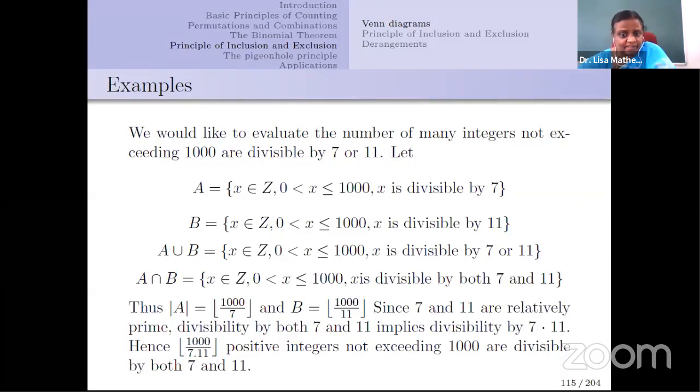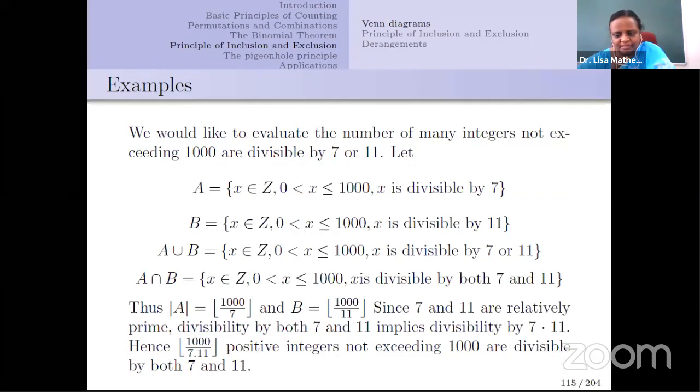Since 7 and 11 are relatively prime, that means they don't have any common divisors. If a number is divisible by both 7 and 11, then that number is also divisible by 7 times 11. So there are floor of 1000 by 7 times 11 positive integers not exceeding 1000 which are divisible by both 7 and 11.